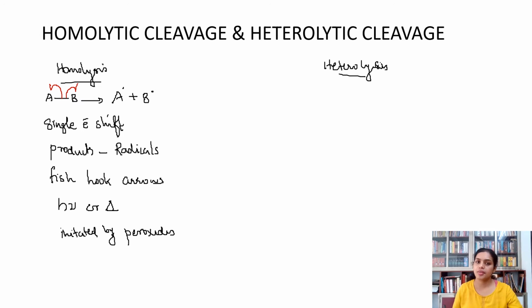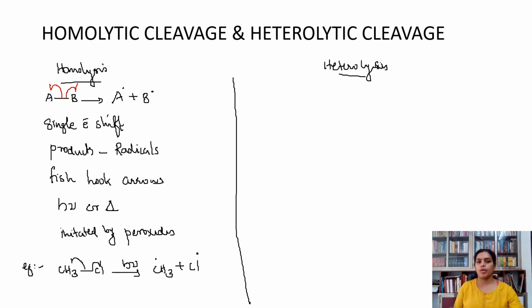These are initiated by peroxides. Example, let's take methyl chloride, CH3Cl, and in presence of light, homolysis takes place to give two radicals, which are methyl radical and chlorine free radical. Okay, so this is homolysis. And heterolysis is just the opposite of all these things.